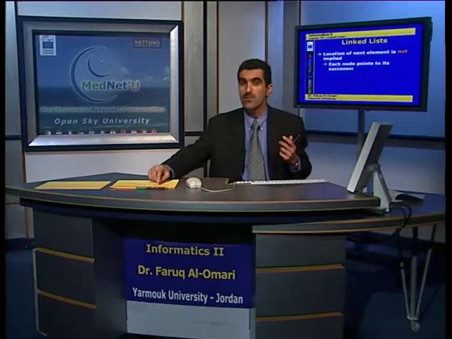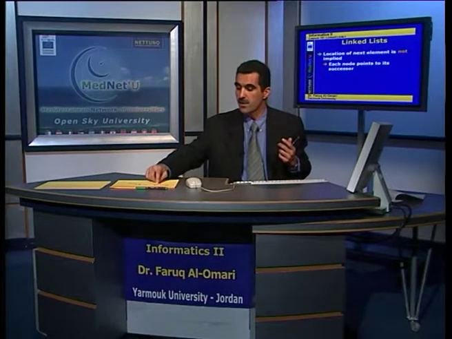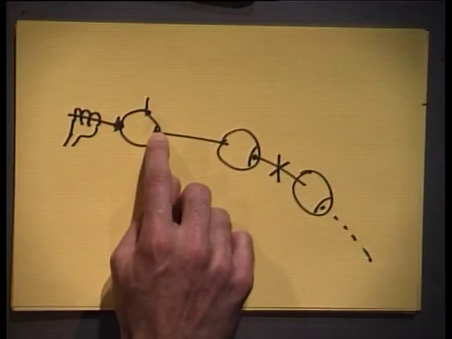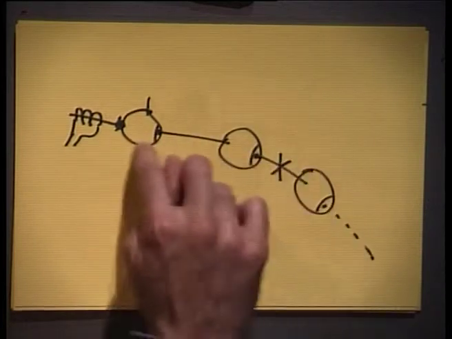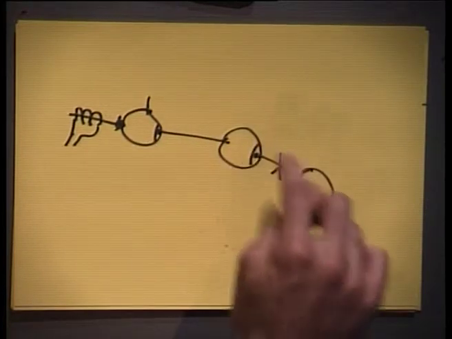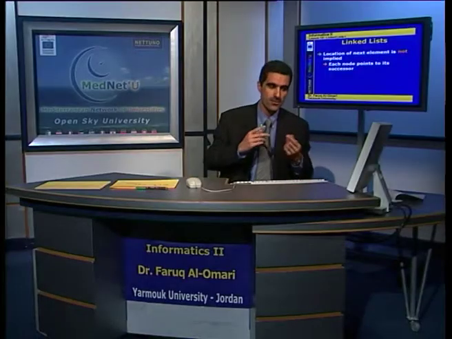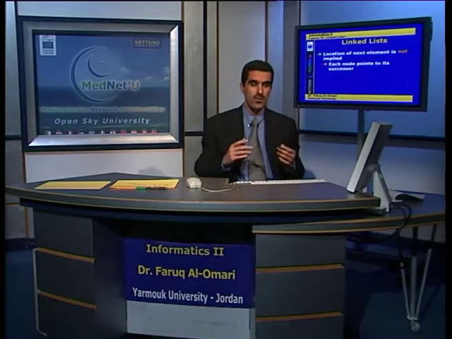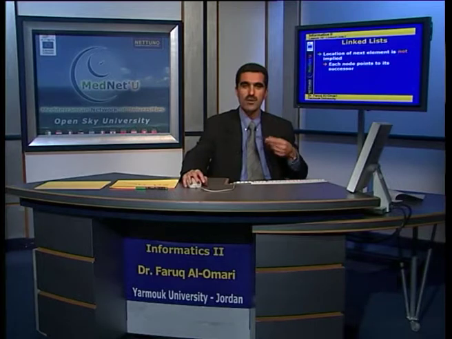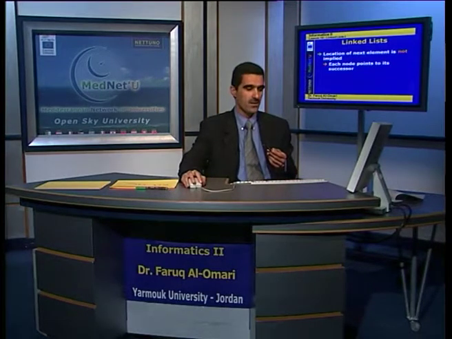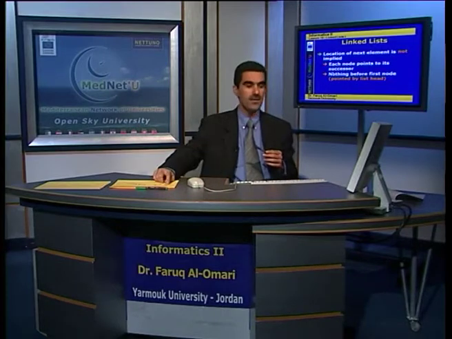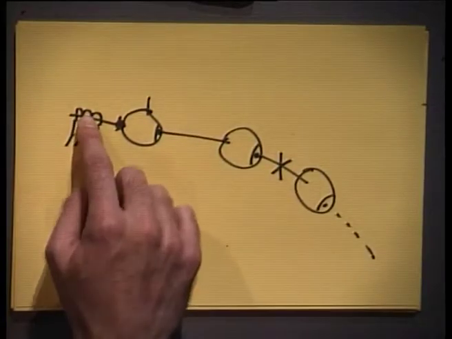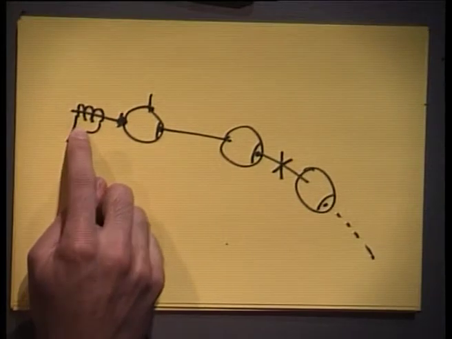So there is no way for this node to know the address of this node directly. To go to this node, I have to go through this node, and then this node will lead me to the next node, and so forth. So each node in the list points to the next node in the list. Of course, needless to say, there is nothing before the first. There is only your hand holding the whole list.